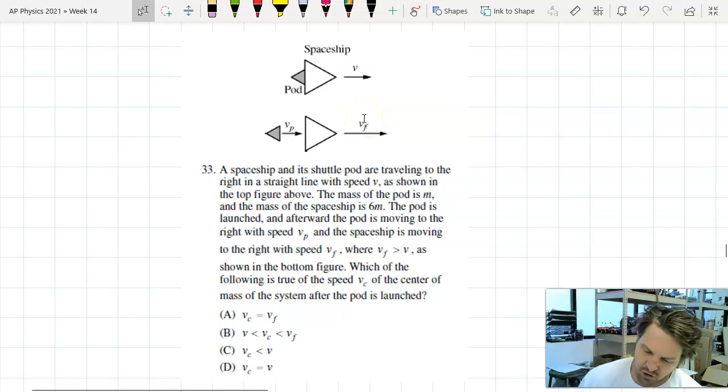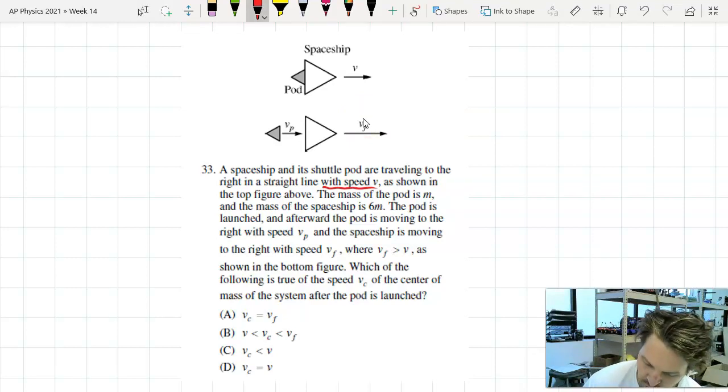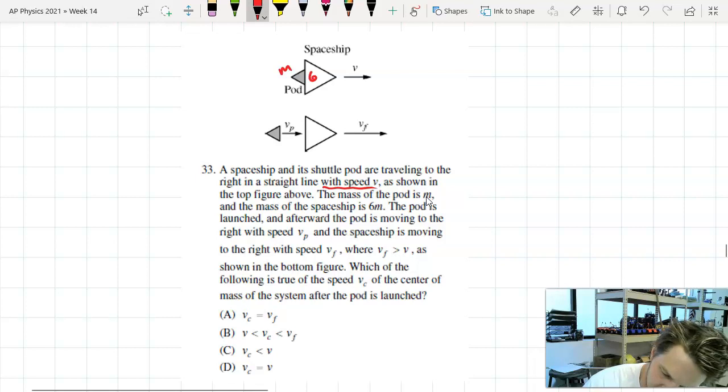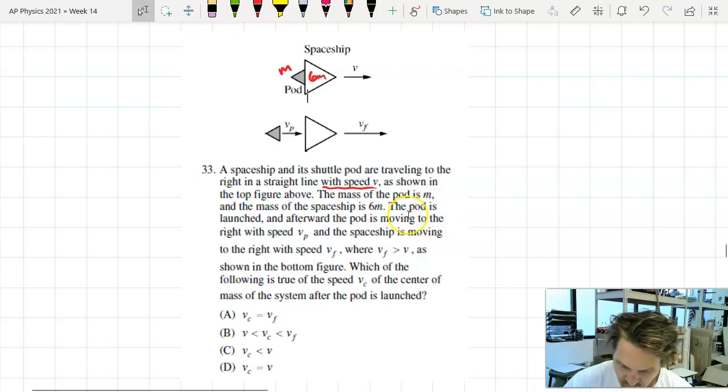A spaceship and its shuttle pod are traveling to the right in a straight line with speed v. As shown in the top figure, the mass of the pod is m. So this is little baby m. This is 6m. The pod is launched. Afterward, the pod is moving to the right with speed vp, and the spaceship is moving to the right with speed vf, where vf is greater than, I'm assuming that should say vp right there, but let's see. As shown in the bottom figure.